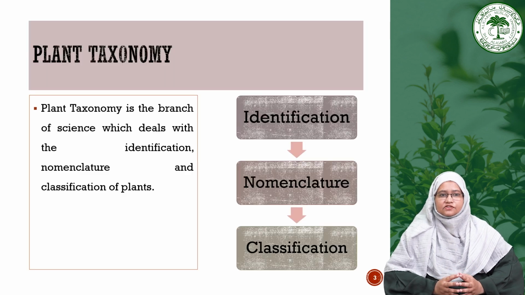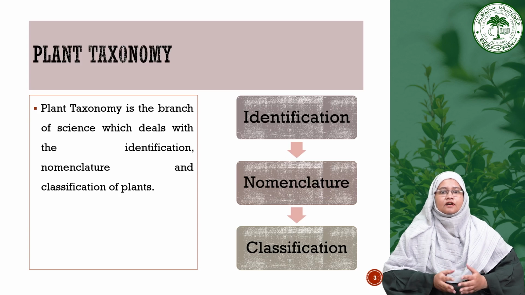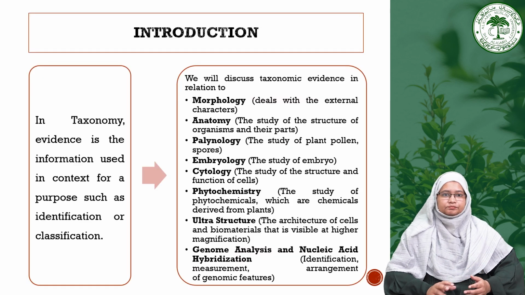As we have discussed earlier, plant taxonomy is a branch of science which deals with the identification, nomenclature and classification of plants. For this identification we need a description of plants, which is very important. Without description we cannot identify any particular plant, and after identification there is the nomenclature of that plant, and then we classify the plant according to their different characteristics and qualities.